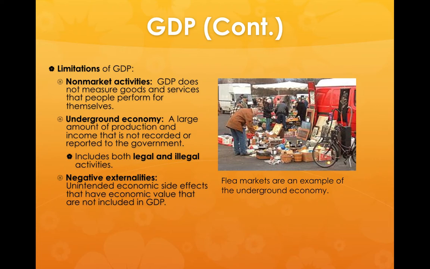And there are negative externalities, unintended economic side effects that have economic value that are not included in the GDP, such as clean environment, public safety, and other social goods. These are not included.